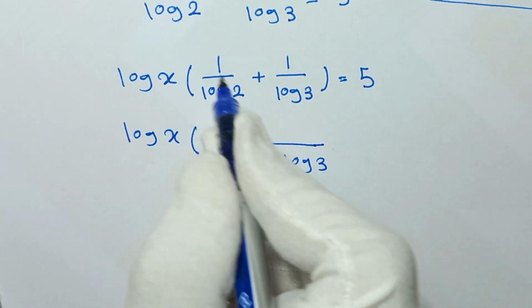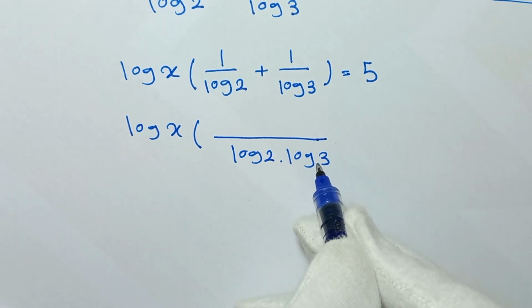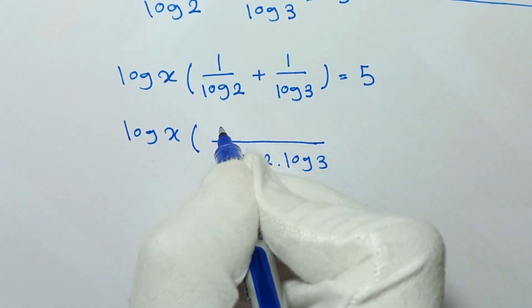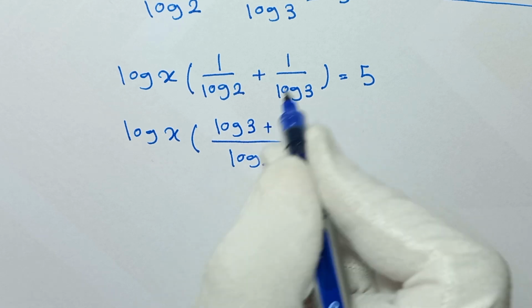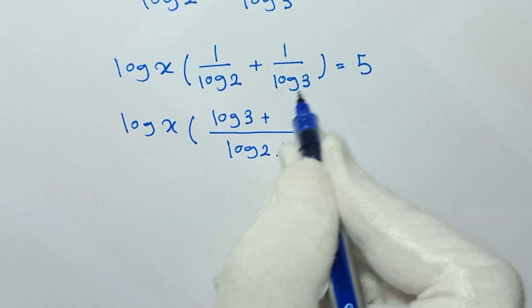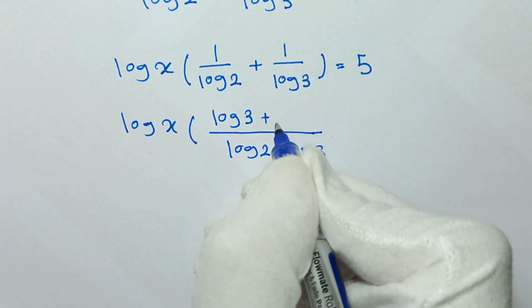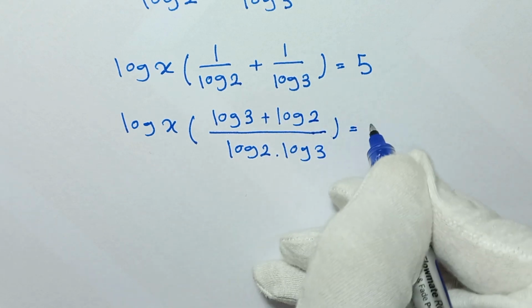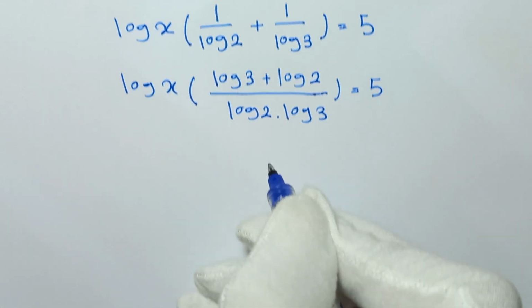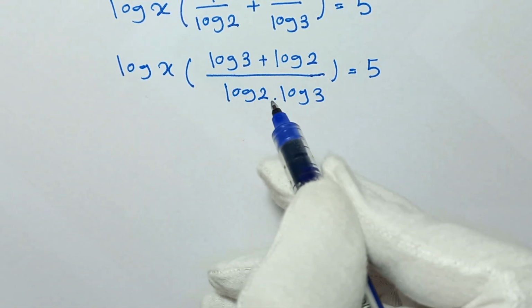For this fraction, we multiply the denominator by log 3, and we multiply the numerator by log 3, so it will be 1 times log 3 is log 3. Plus, for this fraction, we multiply the denominator by log 2, so we multiply the numerator by log 2, and it will be 1 times log 2 is log 2, is equal to 5.